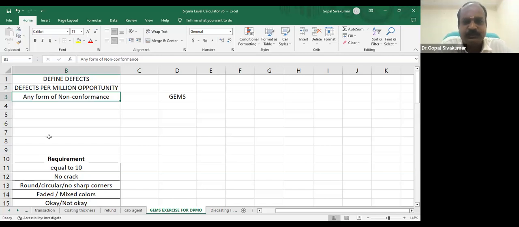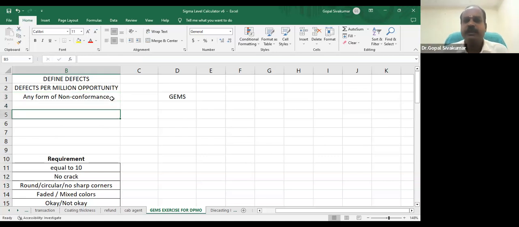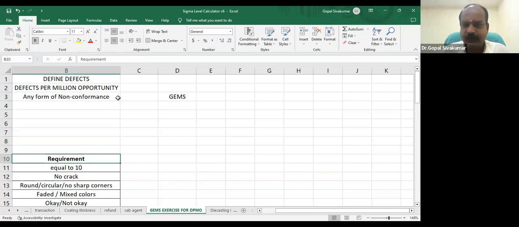In ISO, you used to record it, isn't it? Non-conformance report. So any form of non-conformance to the requirement. The customer has declared this is the requirement, but there is a deviation. Then that deviation should be recorded as a defect. So any form of non-conformance that may be present in your product is known as a defect. A product can have n number of defects, right? And now for the sake of the GEMS exercise, the product is GEMS.